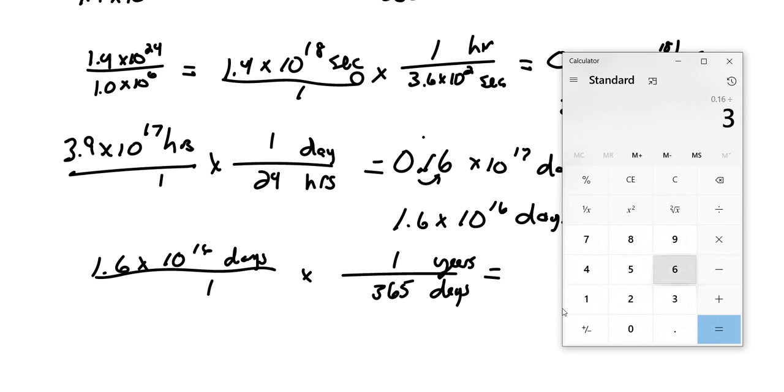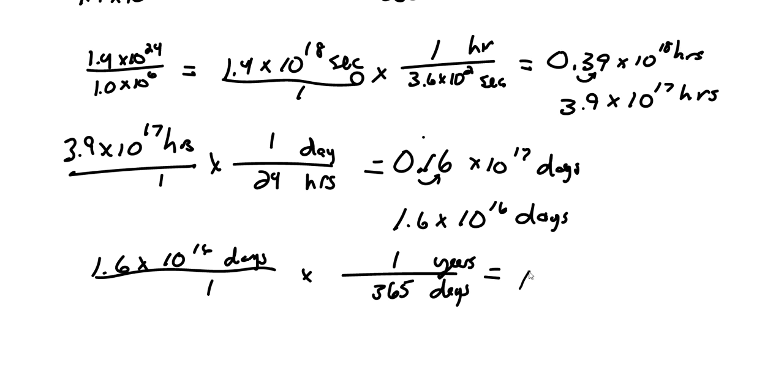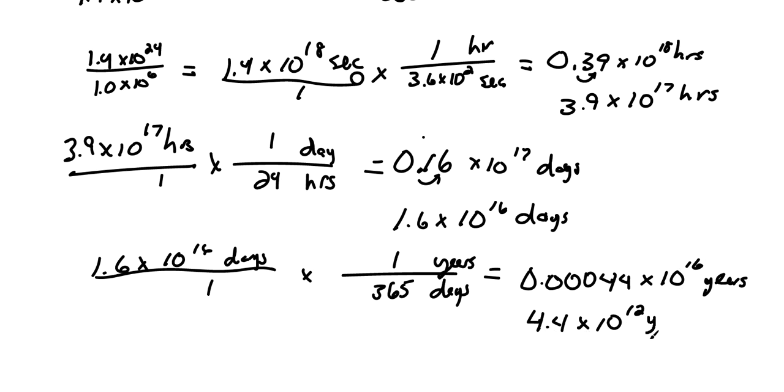0.16 divided by 365 equals, okay, 4.4 times 10 to the negative fourth, times 10 to the 16th days, or years. We're going to move that decimal place 1, 2, 3, 4 places to 4.4. Doing it to 4 places, we have to pull 4 out of there, times 10 to the 12th years.